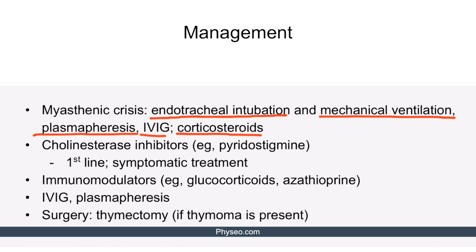Myasthenia gravis is mainly treated with cholinesterase inhibitors, such as pyridostigmine, which is first line and treats the symptoms. Immunomodulators such as glucocorticoids, azathioprine, as well as IVIG and plasmapheresis can also be used. Finally, thymic surgery should be performed if a thymoma is present.